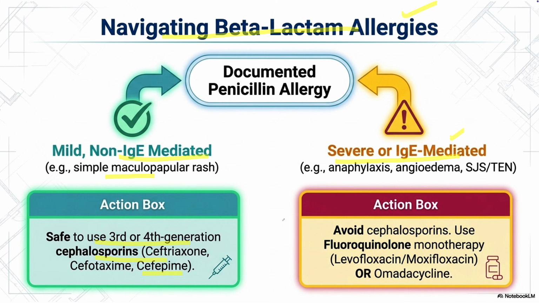The situation changes completely when there is a history of anaphylaxis, angioedema, or severe cutaneous reactions such as Stevens-Johnson syndrome or toxic epidermal necrolysis. In these cases, cephalosporins should generally be avoided. Alternative options include fluoroquinolone monotherapy with levofloxacin or moxifloxacin, or the newer agent omadacycline. Always clarify the allergy history before excluding an entire antibiotic class.